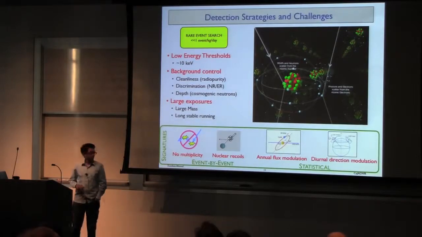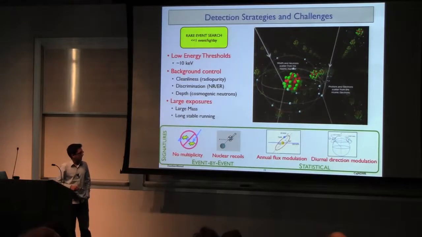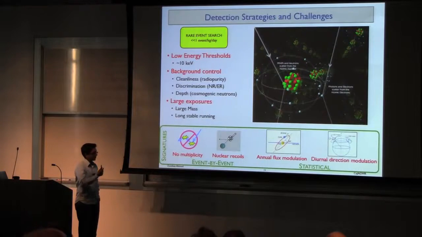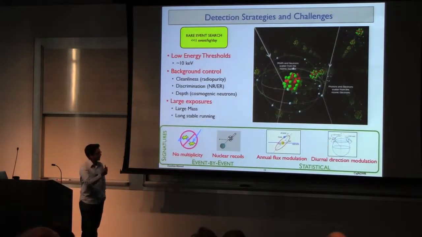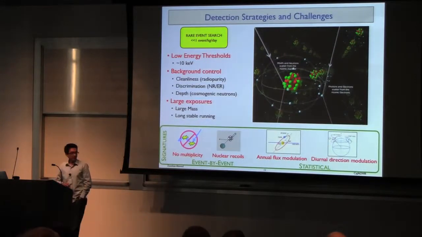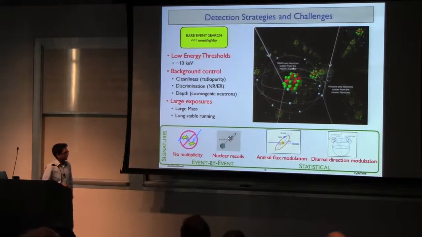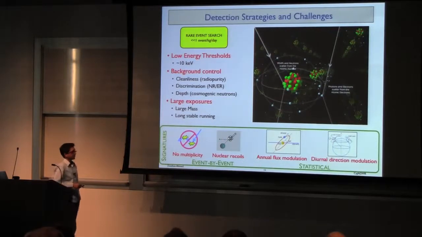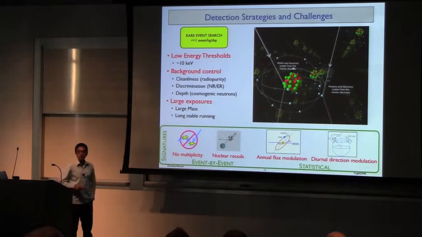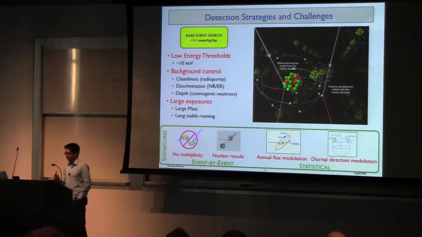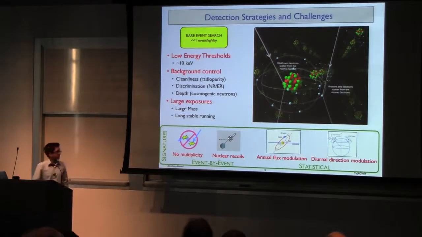just look for what's called an annual modulation signal, which is the motion of the solar system, or the motion of the Earth around the sun, creates a change in the incoming flux of WIMPs as we would observe them in a terrestrial detector. Alternatively, you could look for a direction modulation as the Earth spins about its own axis.